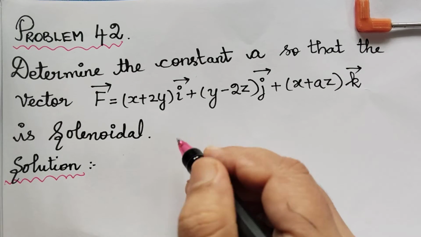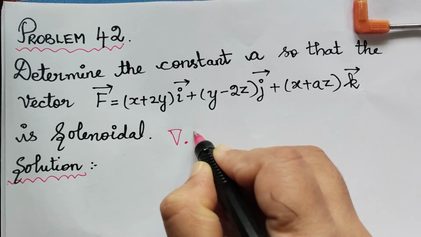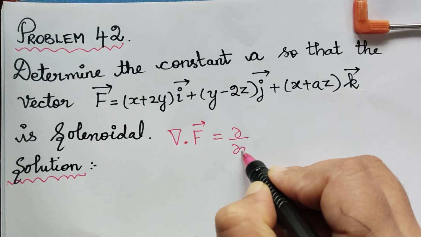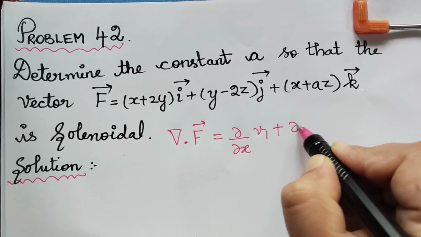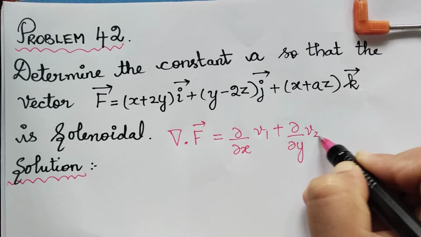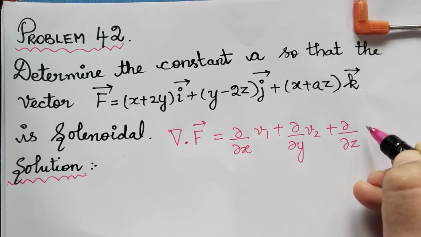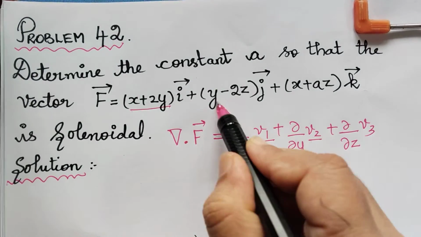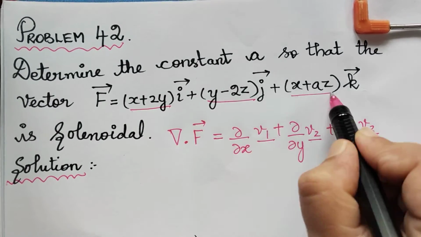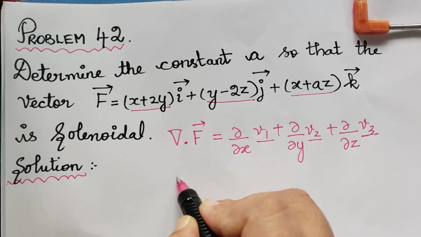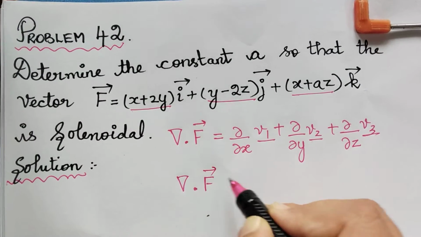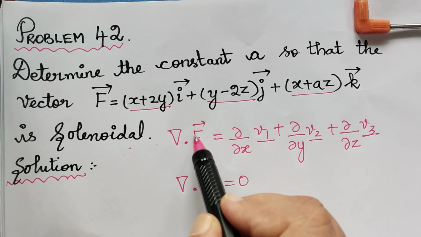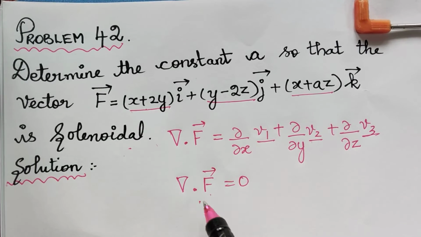solenoidal. So the divergence is given by nabla dot f vector, that is equal to, we know that it is dou by dou x of v1 plus dou by dou y of v2 plus dou by dou z of v3, where this v1 is the ith component, v2 is the jth component, and v3 is the kth component. Now if this divergence value is equal to 0, then the vector is said to be solenoidal. So the f vector is said to be solenoidal if the divergence is 0.